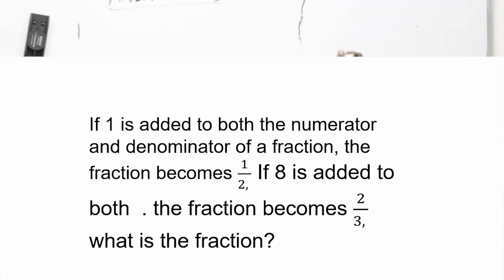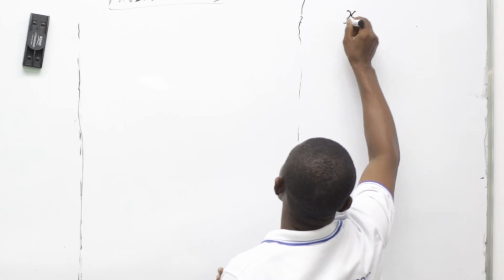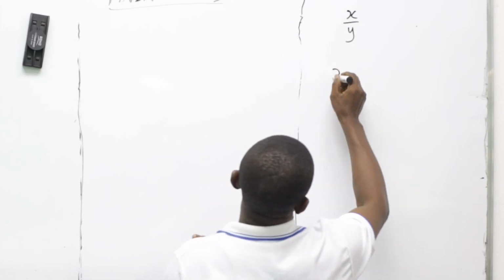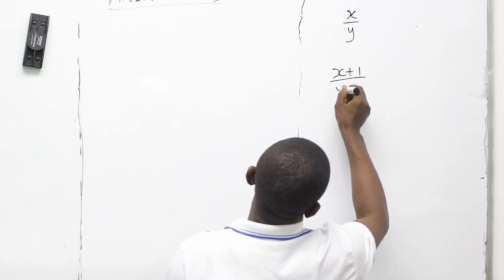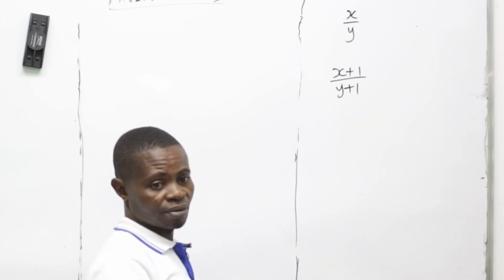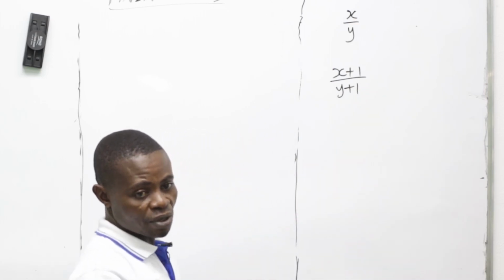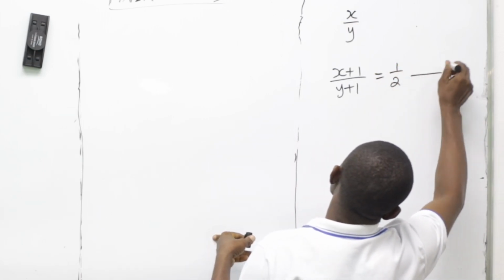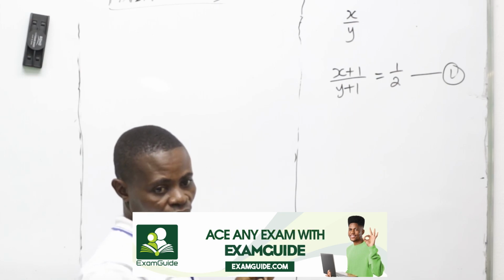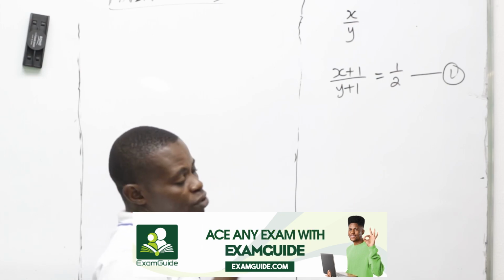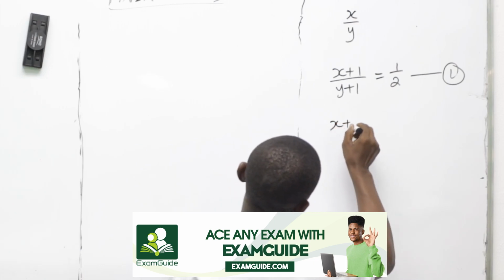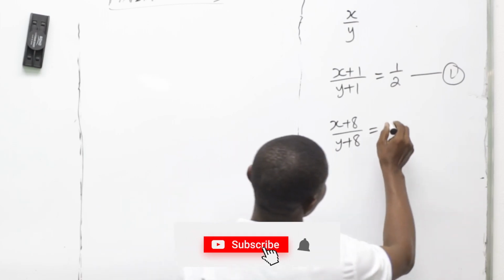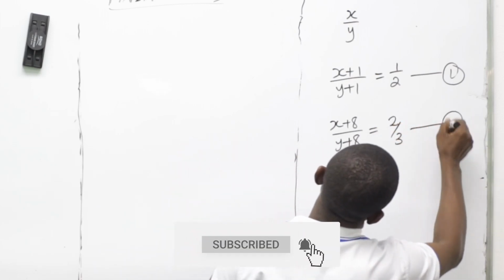We'll have that. Let the fraction be x over y. Now, when 1 is added to both, that is x plus 1 all over y plus 1, the fraction becomes 1/2, that is equals half. Call it equation 1. Now, if 8 is added to both, meaning x plus 8 all over y plus 8, it becomes 2 over 3. Call it equation 2.